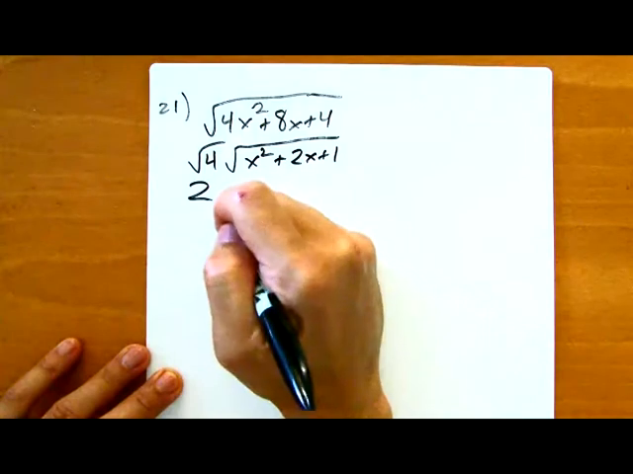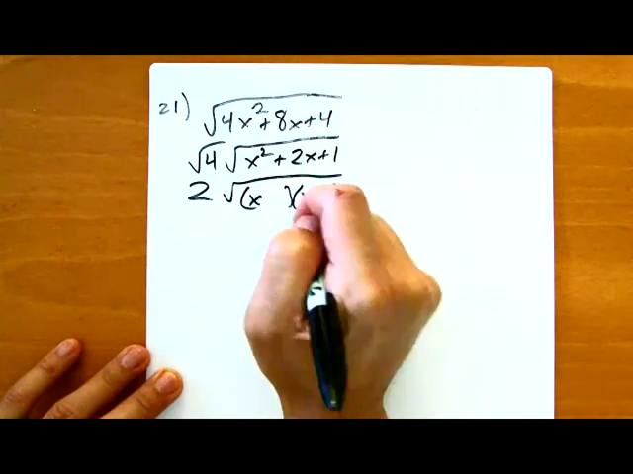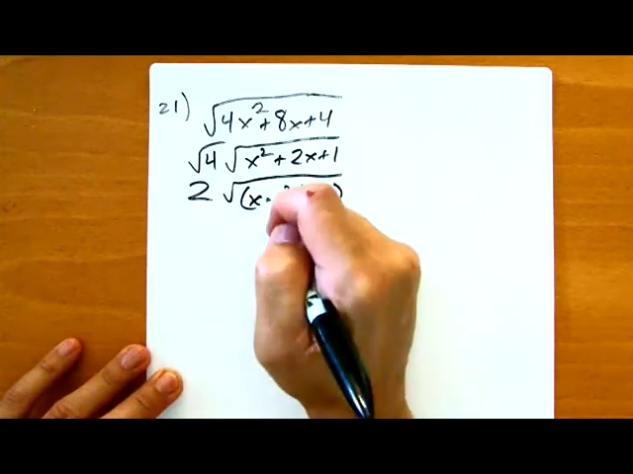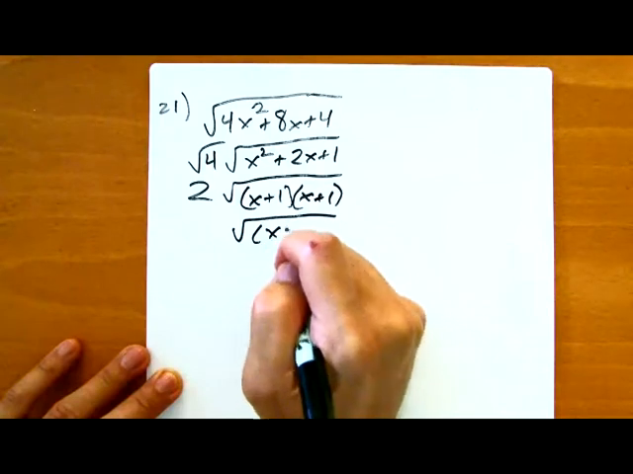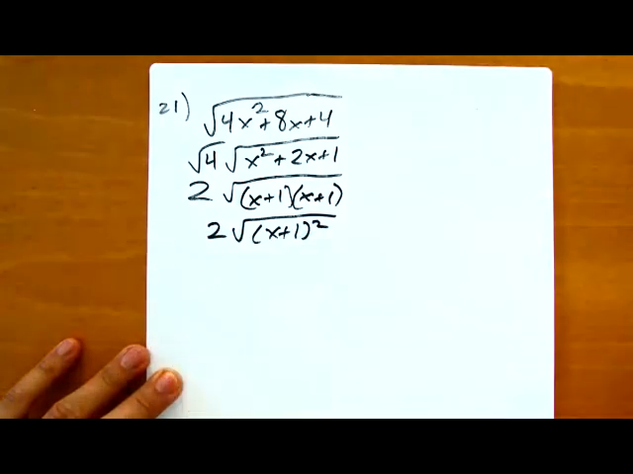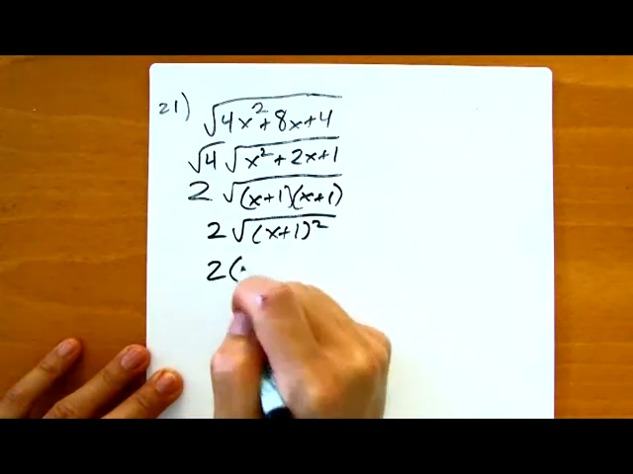That can be factored. So I'm going to go 2 sets of parentheses. X and x, we need a positive 1 at the end. Plus 1 and plus 1. So that's x plus 1 squared. We can square root that now. 2x plus 1.